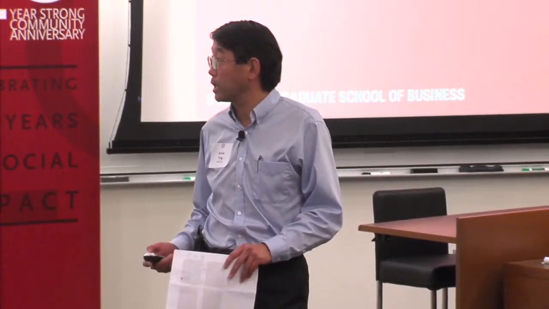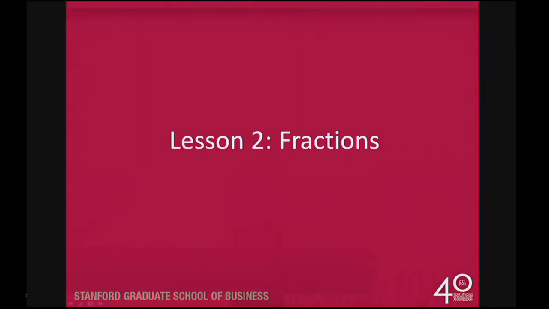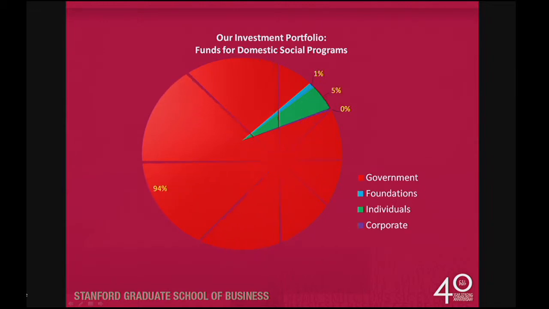All right, now on to my second lesson, fractions. Now the particular fraction I want to show you, yeah, I knew red on red was probably not a great idea, but anyway. This is a pie chart, if you can see it. And the most salient part of this is it's actually a very big pie chart. It's all the funding that goes into domestic social programs in the United States. Until recently, this pie was about $2 trillion a year.